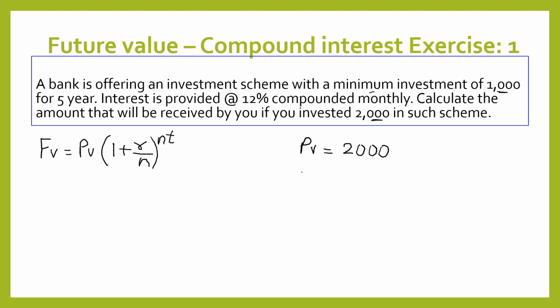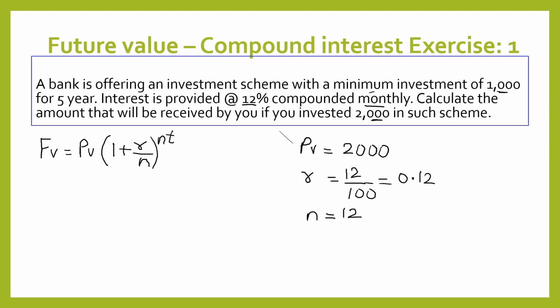Then go as per the formula. What is next is R. R is my rate of interest, which will always be in percentage. So this is 12%. 12% means 12 per 100, so it will be 12 divided by 100. So you will get 0.12. Now we will write n. Go step by step as per the formula. n means it is compounded monthly. Monthly means how many months in a year? 12 months. So my n will be 12.